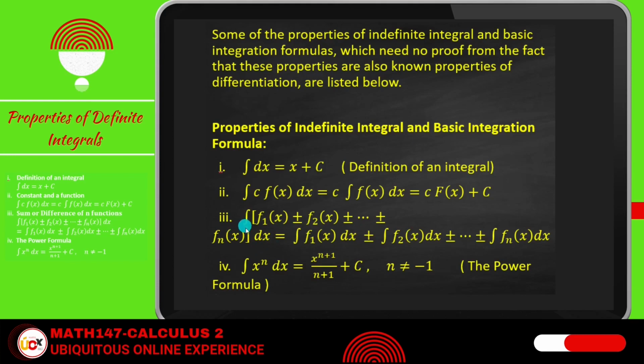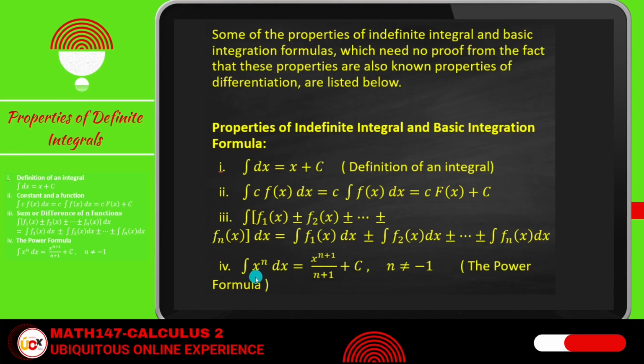So therefore, the integral of f sub 1 of x plus or minus f sub 2 of x plus or minus and so on and so forth plus or minus f sub n of x dx is equal to the integral of f sub 1 of x dx plus or minus the integral of f sub 2 of x dx plus or minus and so on and so forth plus or minus the integral of f sub n of x dx. Okay, the fourth formula is called the power formula.